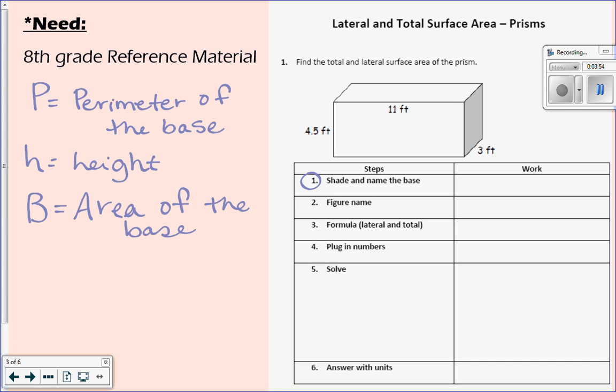So it is already shaded in for us. So there's our base, right? And what shape is that? Yeah, absolutely. It's a rectangle. That's important, so we make sure we look on our reference material for the correct area formula. Since it's a rectangle, the dimensions of the sides do not matter when you use the formula.